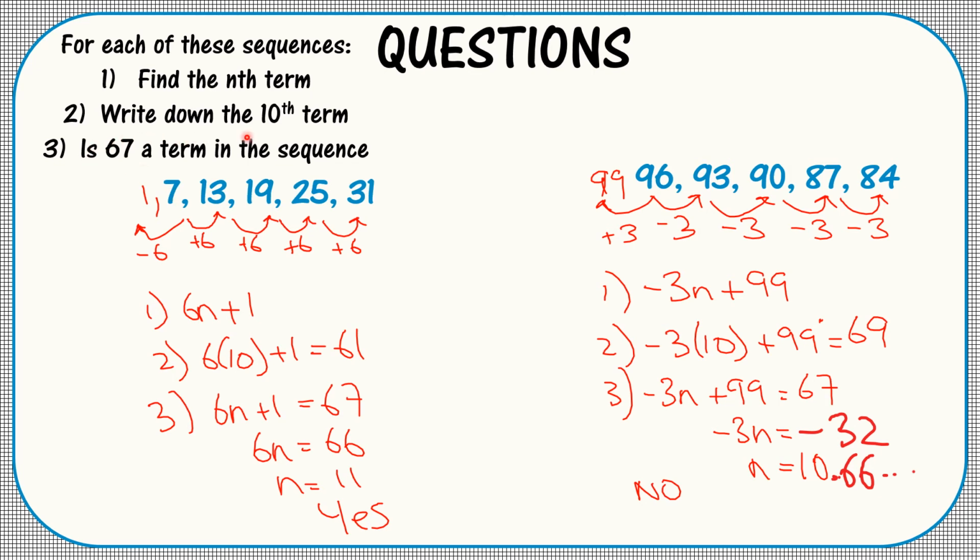For question 2, write down the 10th term. Obviously, we're trying to find out the 10th term, so it's 6 times 10 plus 1. 6 times 10 is 60, plus 1 is 61. So the 10th term is 61.